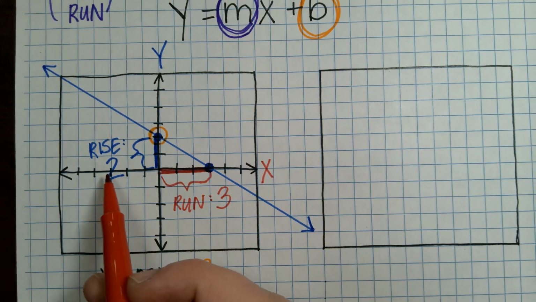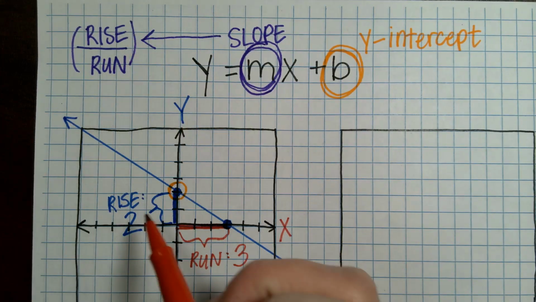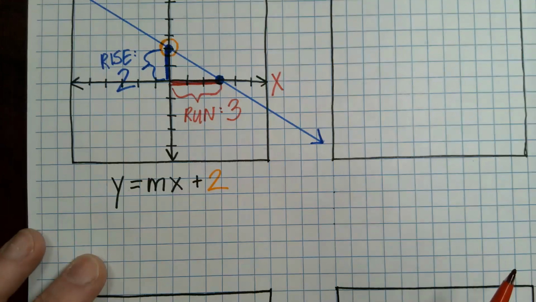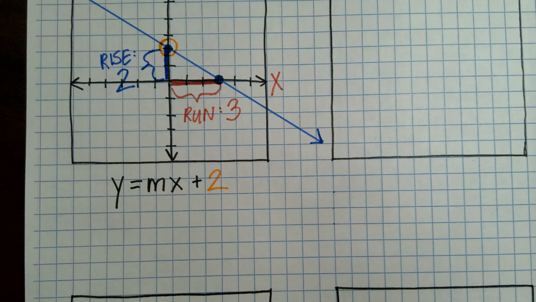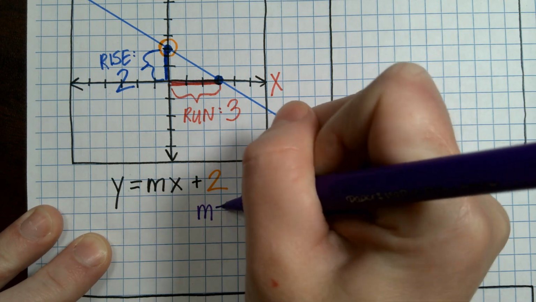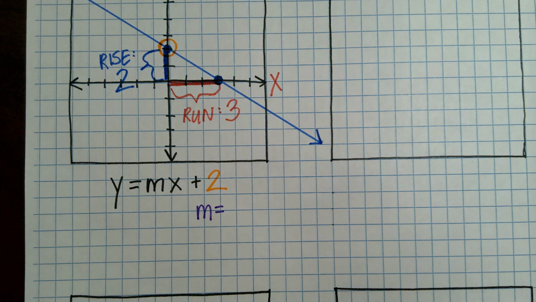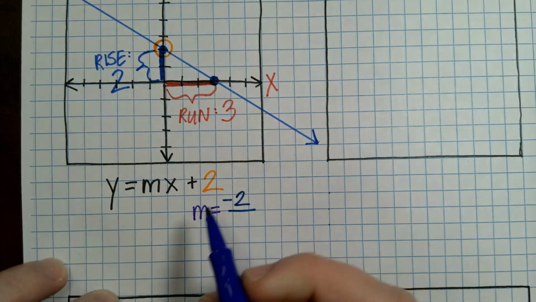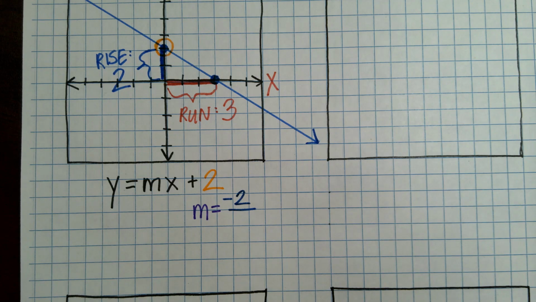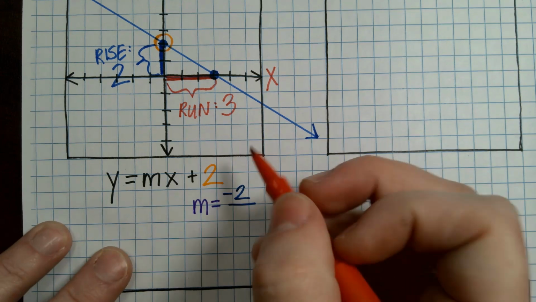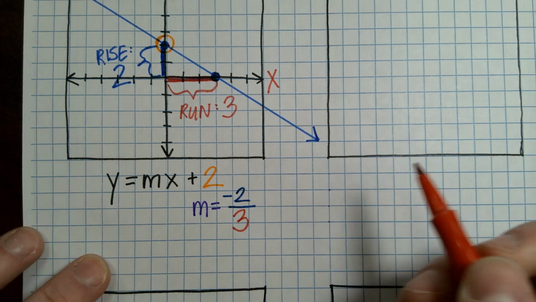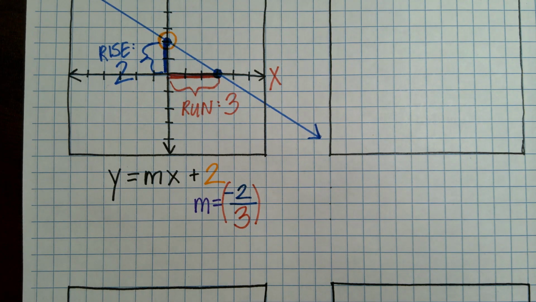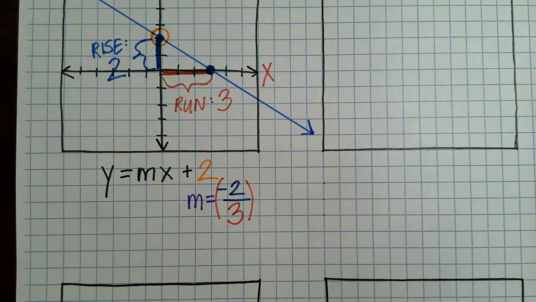We're going to use our rise over run. If my rise is 2 and my run is 3, that would mean that my slope, or m, is negative 2 over 3, because it's pointing down. So now I have a value for m in my equation. You guys see that?